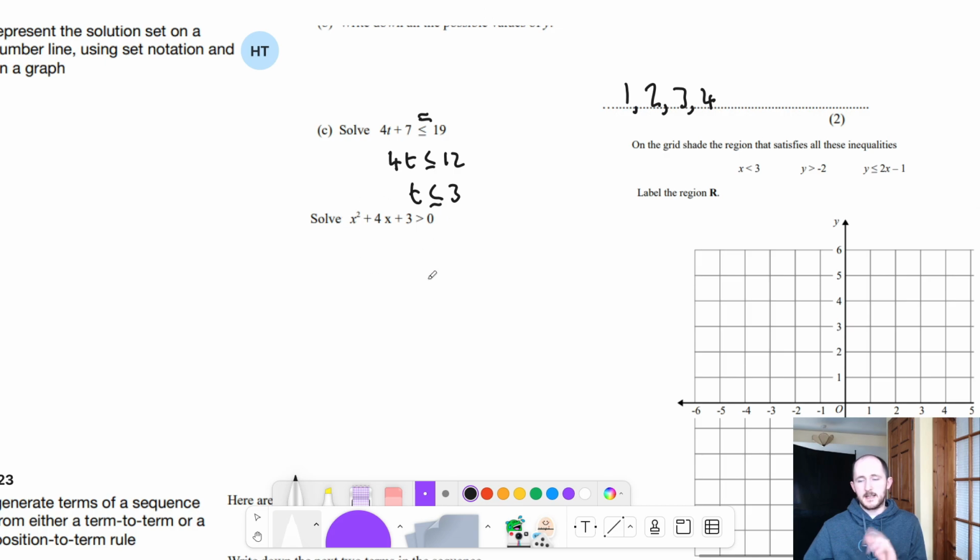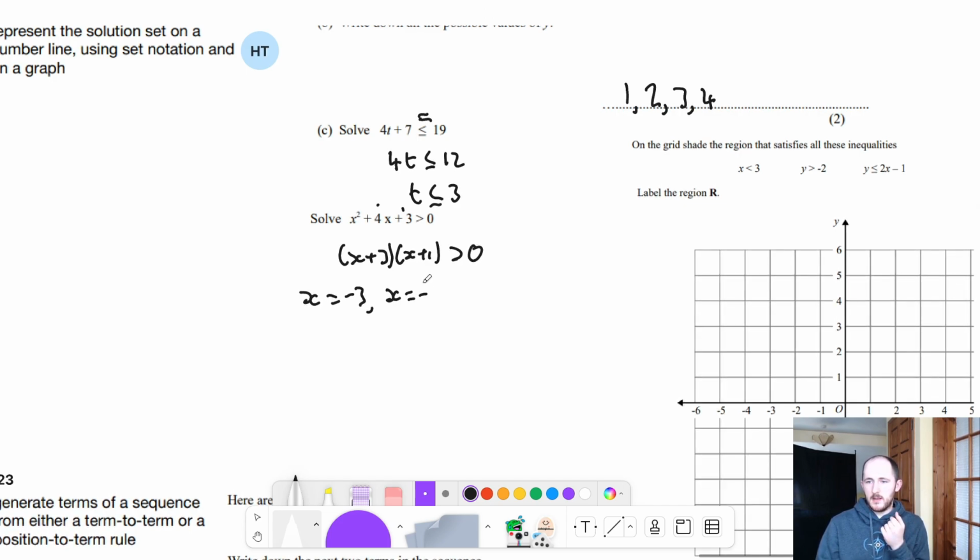What if it's a quadratic? That's a brilliant question. Thanks for asking. What you do here is you, again, factorize. So I want two numbers that multiply to 3 and add to 4. So that's x plus 3, x plus 1 is greater than 0. Now, that's not satisfactory, okay? And I can't just say x is equal to minus 3, x is equal to minus 1, because it's an inequality. So here's what you do.